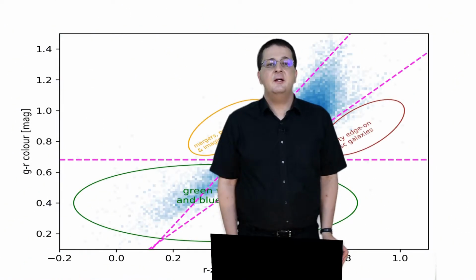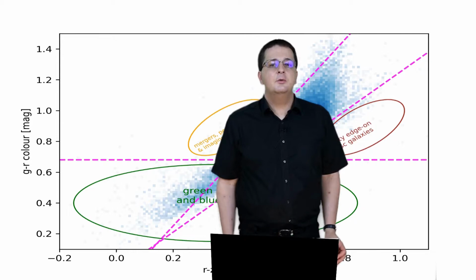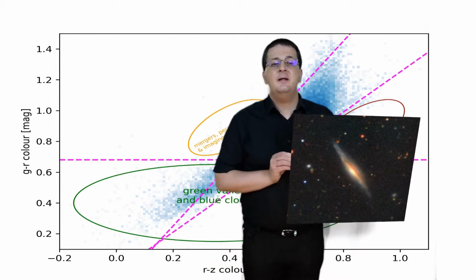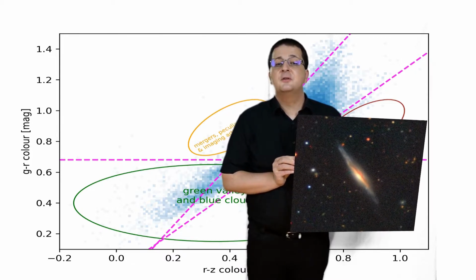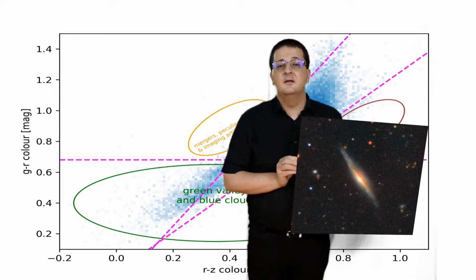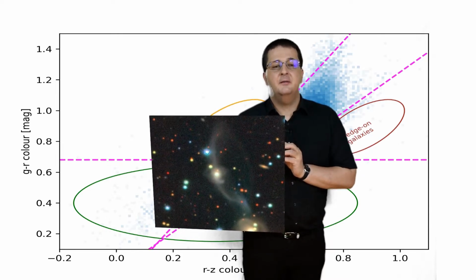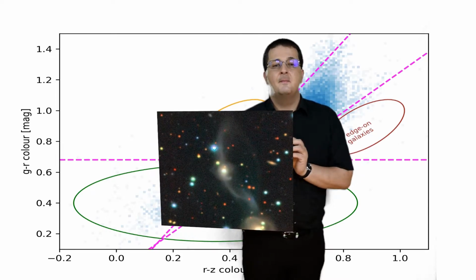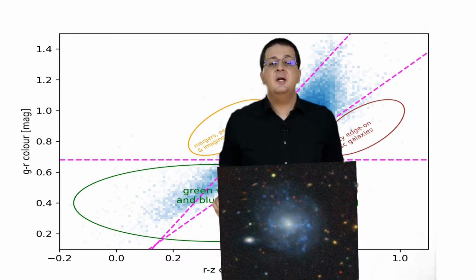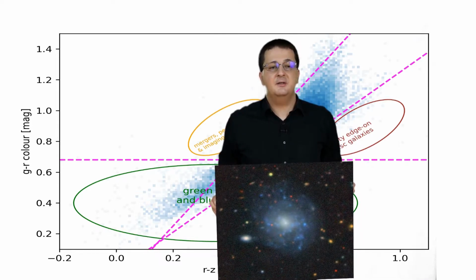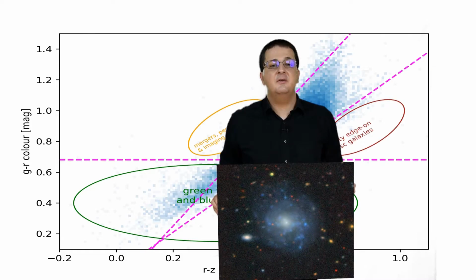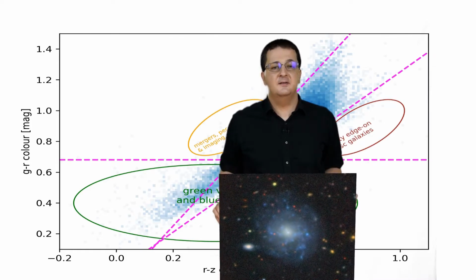We motivate the cuts in the color-color diagram to identify early type galaxies the following way. On the right side, we have dusty edge-on galaxies like this. On the left side, we find peculiar objects and mergers such as this. On the bottom, we have blue cloud and green valley objects that have been falsely identified with high Sersic indices.